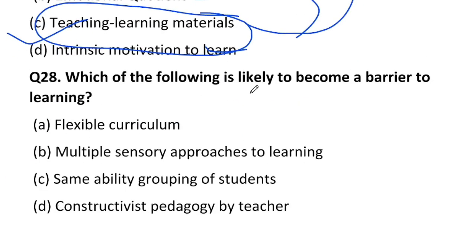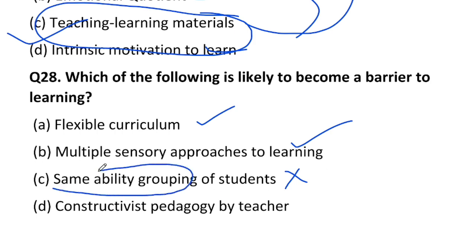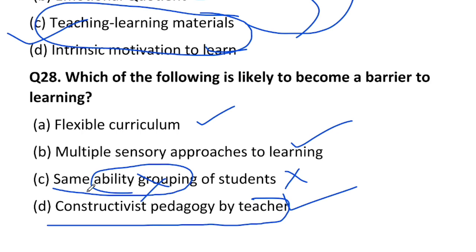Which of the following is likely to become a barrier to learning? Flexible curriculum, right. Multiple sensory approaches to learning, right. Same ability grouping? No, grouping is not at all a good option. Yes, we can group students for collaborative learning, but same ability grouping is not a right choice. Constructivist-based pedagogy by the teacher is the right option. So the answer will be option number C.